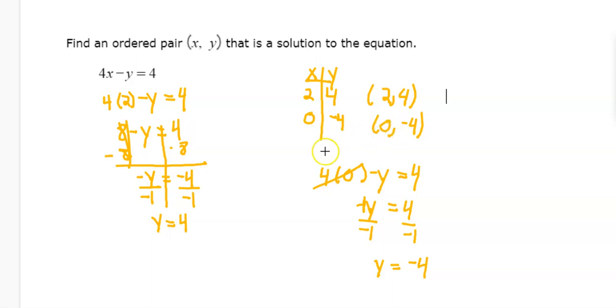So there you go. Check that. That's a y-intercept. I lied to you. I had it backwards. So that's how you check and you find a solution to a linear equation.